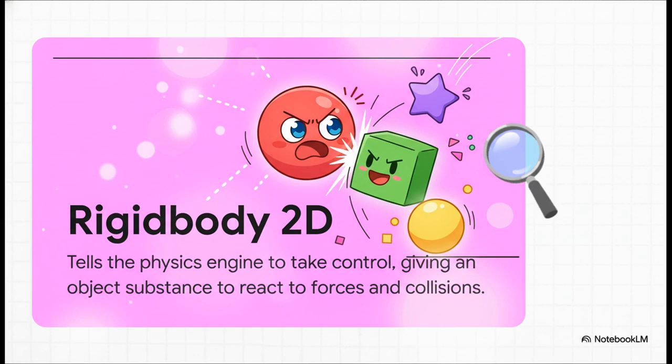A rigid body is what gives an object its substance. It's the official handshake with the physics engine. When you add a rigid body 2D, you're basically tapping Unity on the shoulder and saying, hey, see this thing? I want you to start treating it like a real object. Give it mass, let it be affected by forces like gravity, and make it react when it smacks into other stuff. And here is the most important rule of all. For a physical collision to happen, at least one of the objects involved has to have a rigid body.